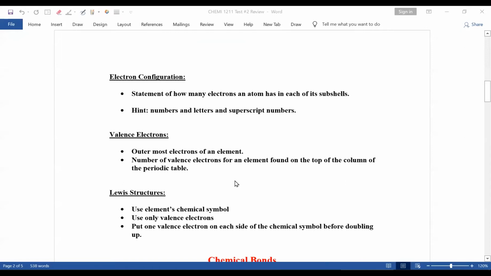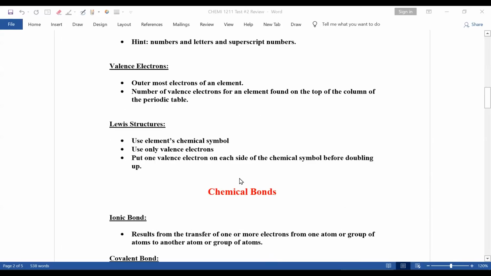Next, valence electrons. You should know the valence electrons are the outermost electrons of an element. The number of valence electrons of an element can be found on the top of the column of a periodic table. And next, when you have valence electrons for an element, you can show that by Lewis structures. And Lewis structures only deal with valence electrons.